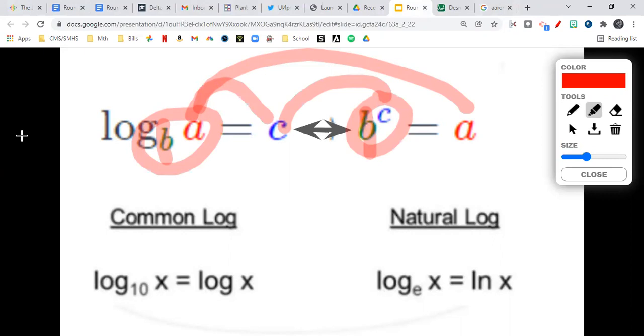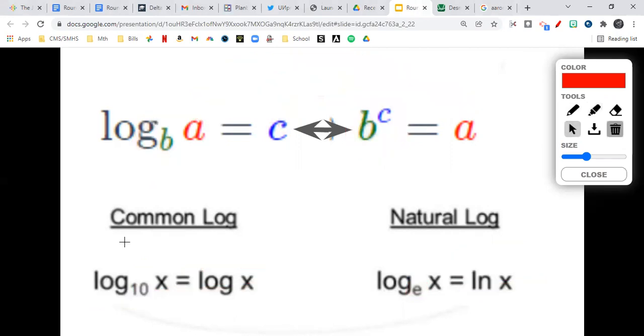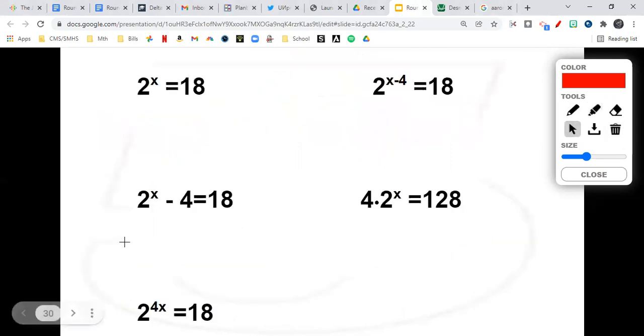So most of you guys did pretty well on that on the last thing. We also know that when I see log x, it actually means that there's a 10 there. And when I see this guy, that's what's known as the natural log, and that is base E. Alrighty, let's go to the next slide.